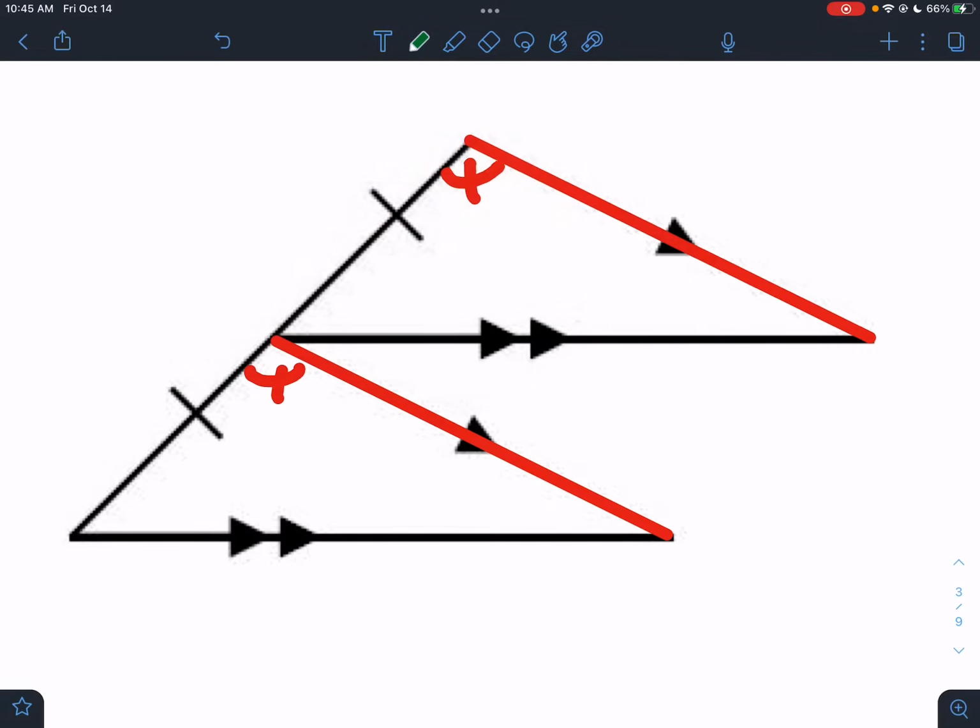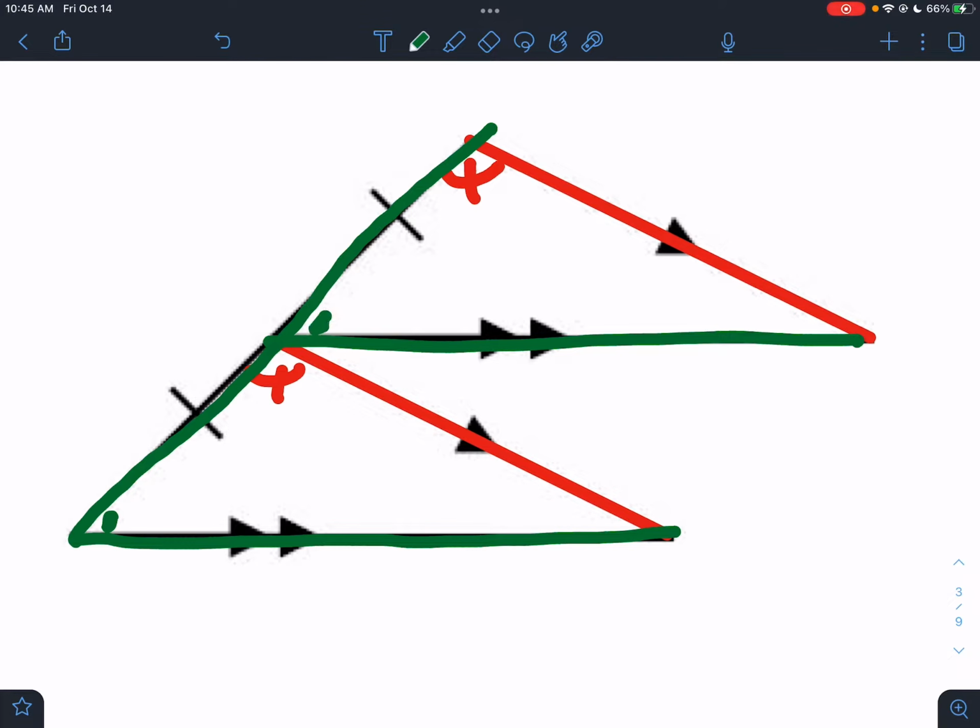What about the green ones? Same situation. If I draw the transversal, don't these corners make the letter F? Aren't those going to be corresponding angles? The answer is yes. So here we have corresponding angles again.